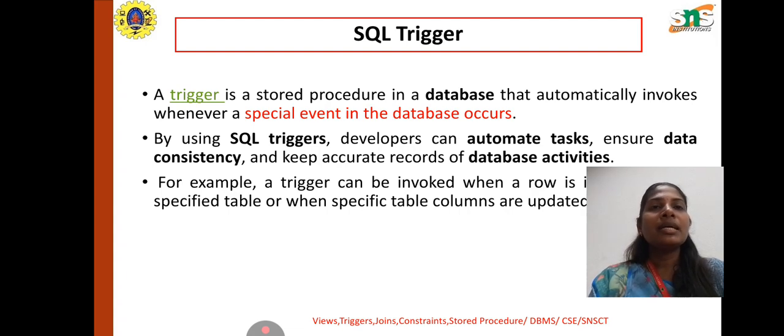Then the next one is a trigger. A trigger is a stored procedure in a database that automatically invokes whenever a special event in the database occurs. By using SQL triggers, developers can automate tasks, ensure data consistency, and keep accurate records of database activities. For example, a trigger can invoke when a row is inserted into a specified table or when specific table columns are updated.